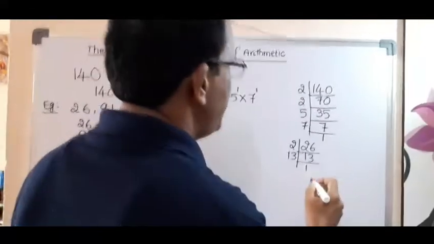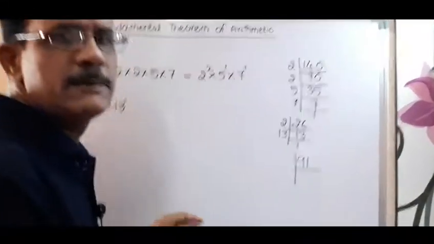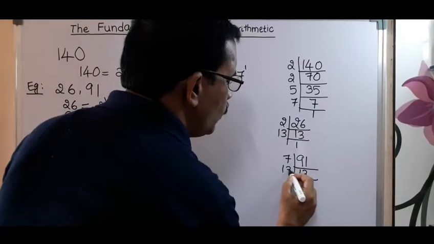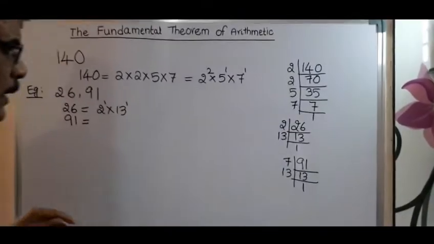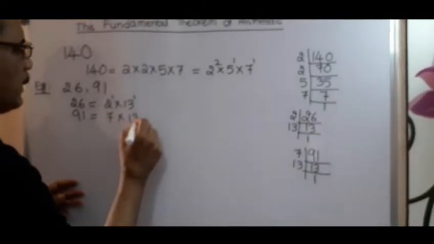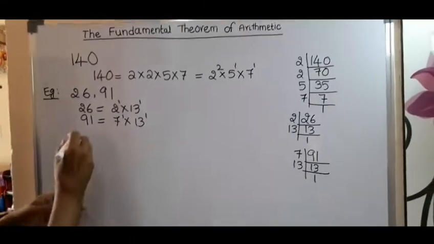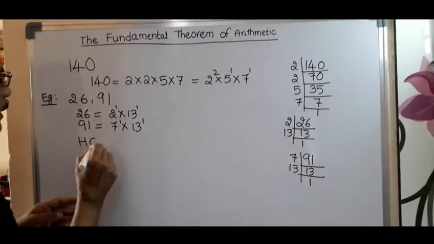In the same way, 91. It is divisible by 7. 7 13s are 91, 13 1s are 13. So 91 can be written as 7 into 13. 7 power 1, 13 power 1. First, let us find HCF.